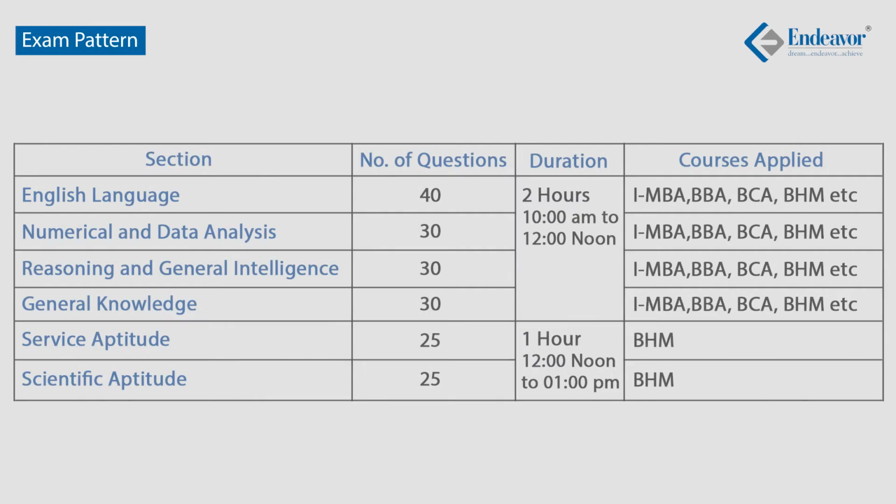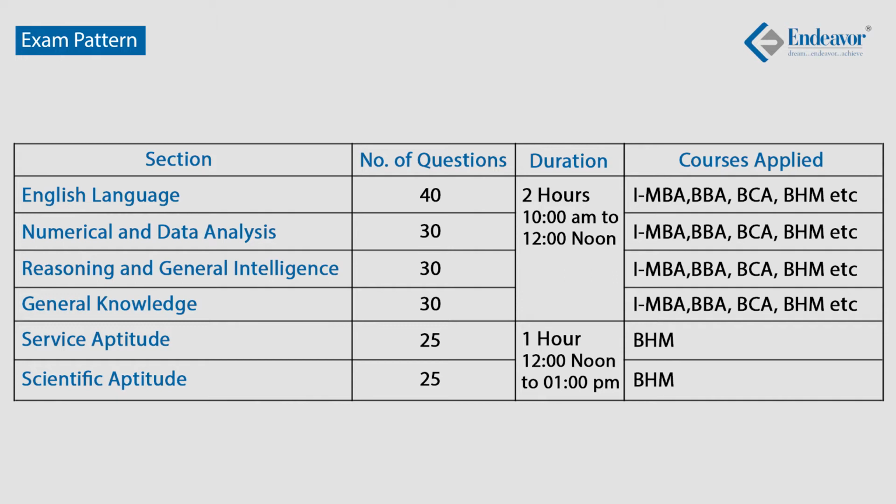Let us look at the entrance exam pattern. The entrance exam of UGAT typically has 4 sections of aptitude and 2 sections of service and scientific aptitude, which is only for the students applying for bachelor in hotel management. So, the general aptitude test will consist of 4 sections: general English, numerical and quantitative aptitude, analytical and logical reasoning, and general awareness section. The 5th and 6th sections are only for the students who are applying for hotel management. The 5th section is service aptitude and the 6th section is scientific aptitude.